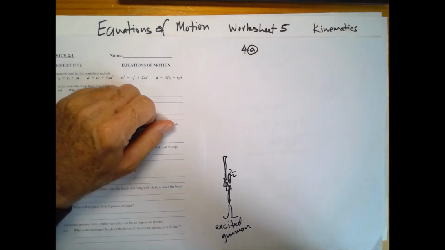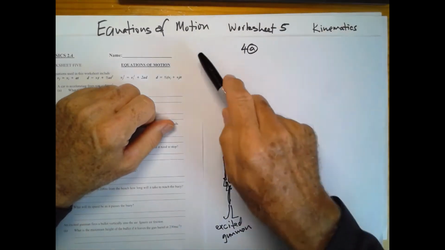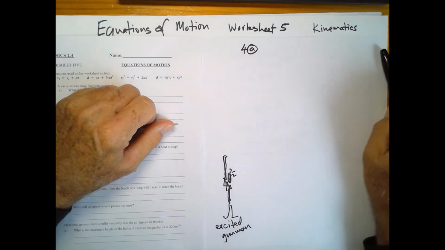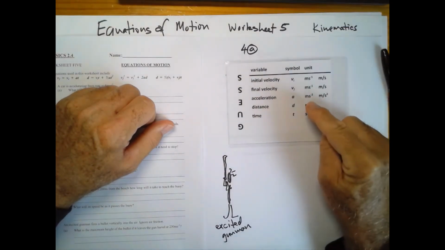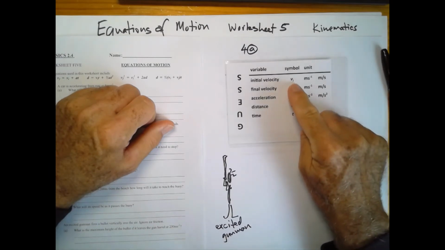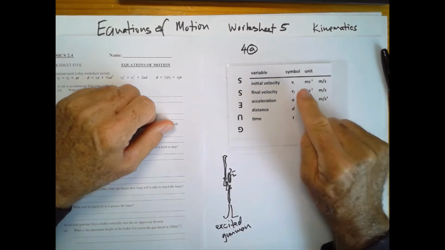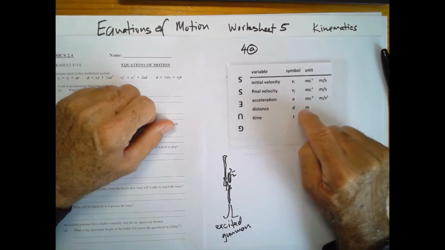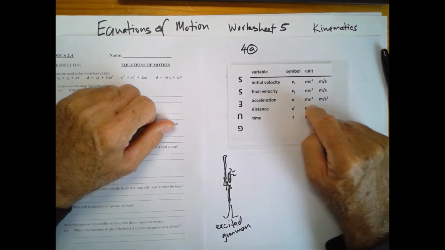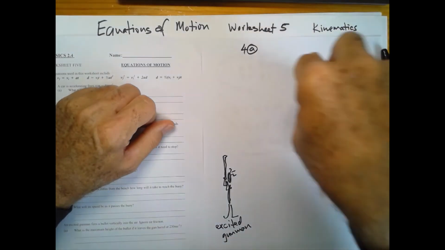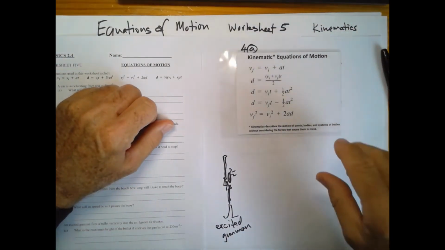We're still using our kinematic equations of motion to answer some questions. Just a reminder, remember the symbols: v subscript i, initial velocity; v subscript f, final velocity; acceleration, distance and time; and our units: velocity in meters per second, acceleration in meters per second squared. Remember too these equations, just remember them.